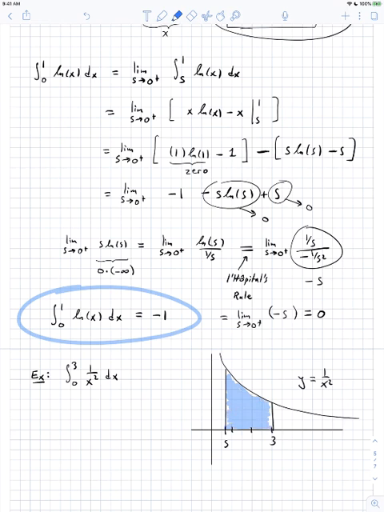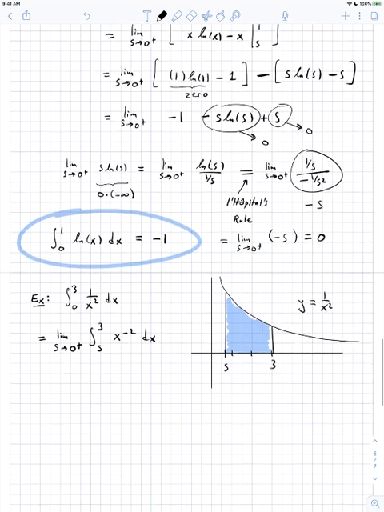The function is continuous between s and 3. It's only at 0 that we have a problem. So between s and 3, it's fine. It will have a finite area under the curve. So this is going to be equal to the limit as s goes to 0 from above, from the right, the integral from s to 3, and let's write this as x to the negative 2 dx.